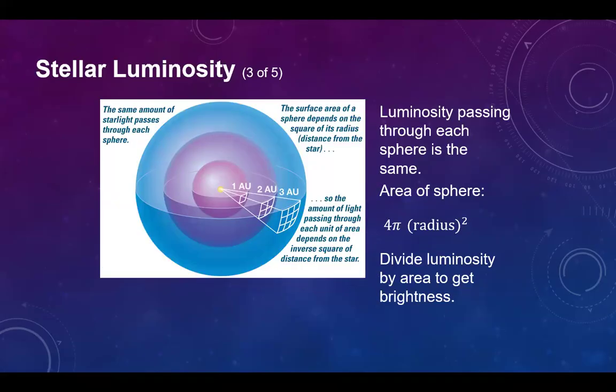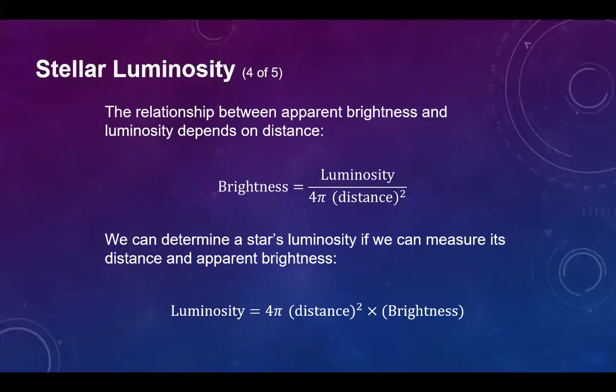The luminosity passing through each sphere here is the same, and the area of the sphere is 4 pi times the radius squared. So if you divide the luminosity by the area, you get the brightness. If you double the distance, you quarter the brightness, because you're dividing by the distance squared. So brightness is equal to luminosity over 4 pi times distance squared. We can determine a star's luminosity if we can measure its distance and apparent brightness: luminosity is 4 pi times distance squared times brightness.